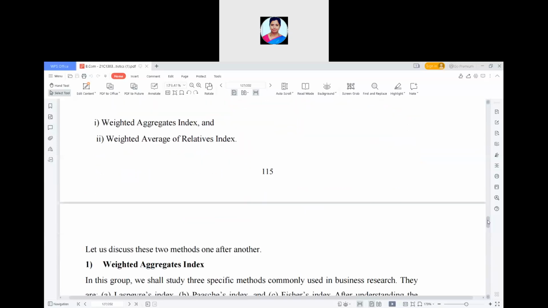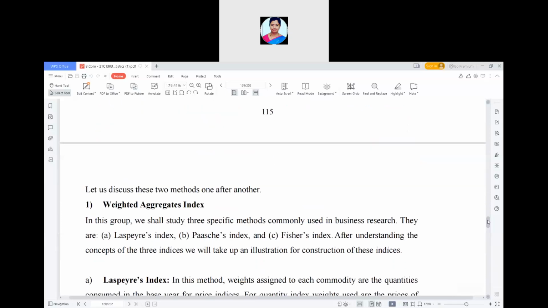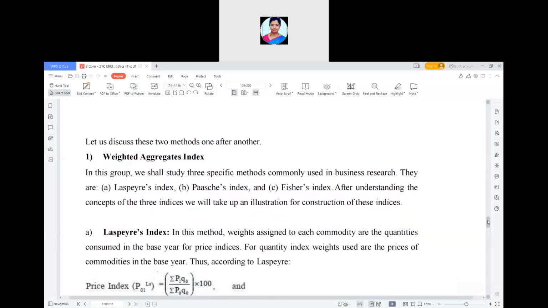So let us discuss the two methods one after another. The first one is the weighted aggregate index. In this group, we commonly use three methods. The first one is Laspeyres' index, another one is Paasche's method, and another one is Fisher's index. So basically, we are having these three.